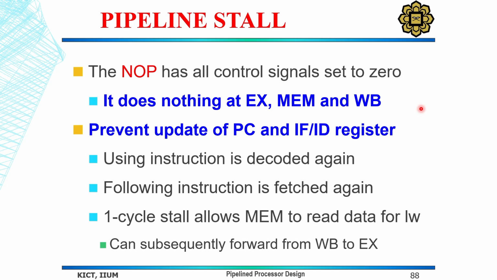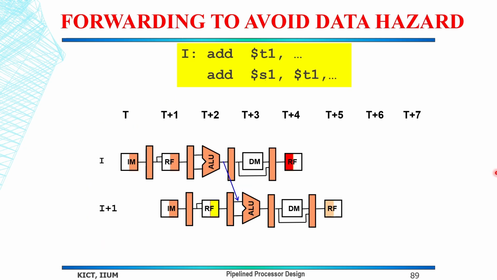So let's see how it works. We have two add instructions here. The first instruction is add $T1, which means the result of the instruction is going to be written in $T1, and the second instruction uses $S1 and $T1, where $T1 is being read. So this is a read after write problem.